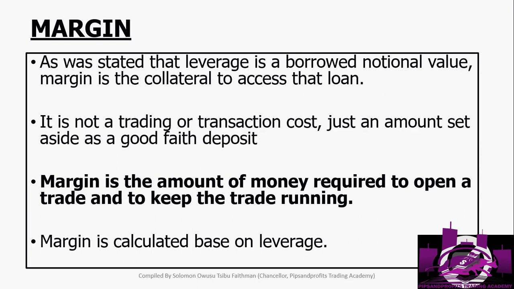So the moment you click on either buy or sell, or you put an order in the market, what is going to happen is that your broker is going to keep an amount from your deposit, and that amount they have kept is the amount that is deemed as margin. And this particular amount is going to enable you to open the trade, and it's also going to enable your trade to run. So without margin, you cannot open a position.